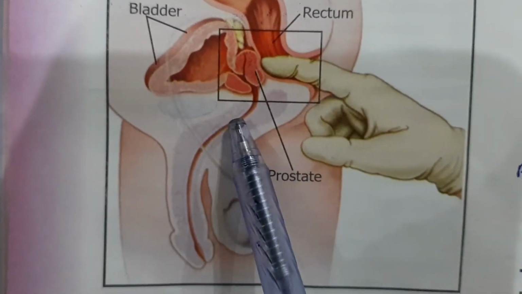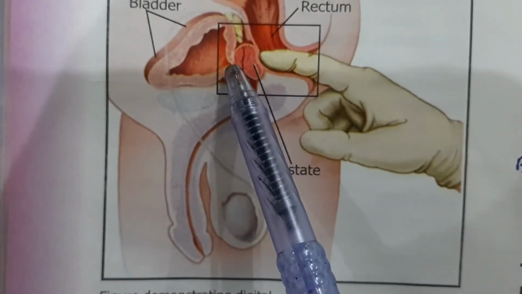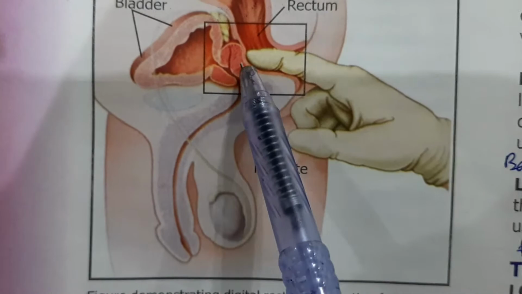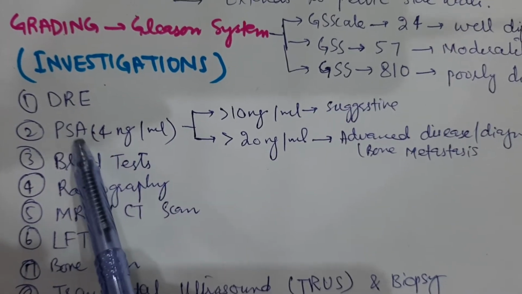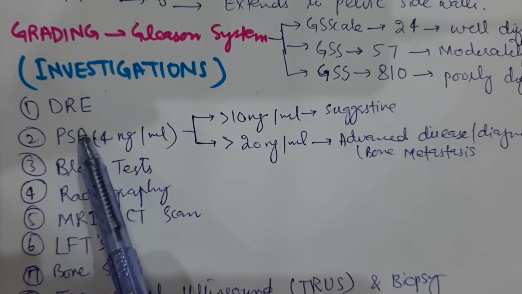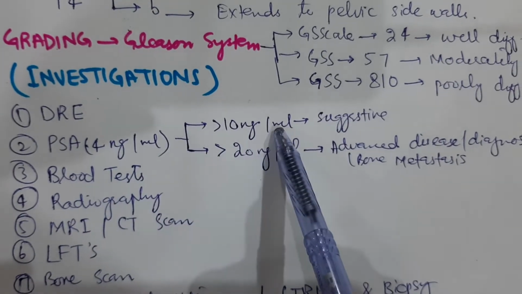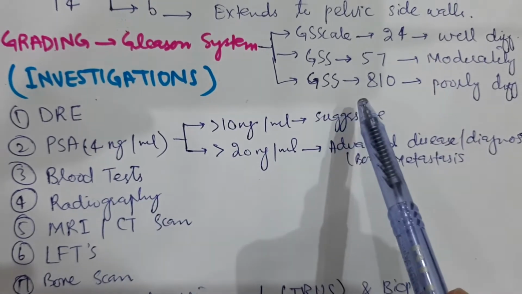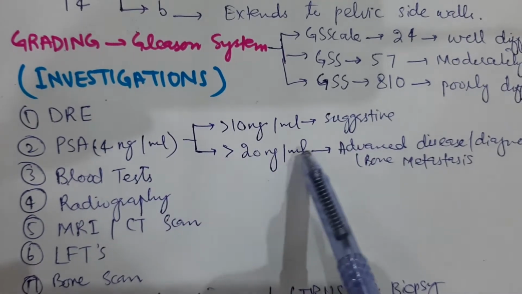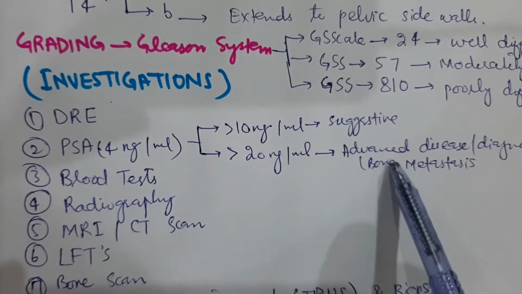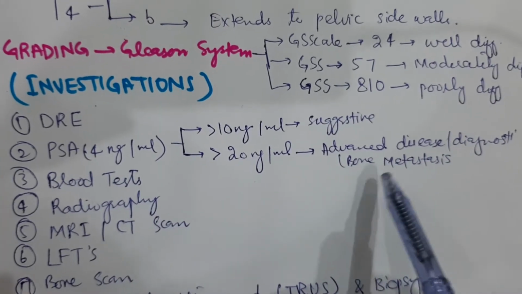And if there is extension beyond the capsule up into the bladder base and vesicle, then it is diagnostic of the prostatic carcinoma. After digital rectal examination, prostate specific antigen is assessed. Normally it is 4 nanogram per ml. If it is more than 10 nanogram per ml, then it is suggestive of the prostatic carcinoma. And if it is more than 20 nanogram per ml, then it is almost diagnostic of the advanced prostatic carcinoma, which shows the bony metastasis.